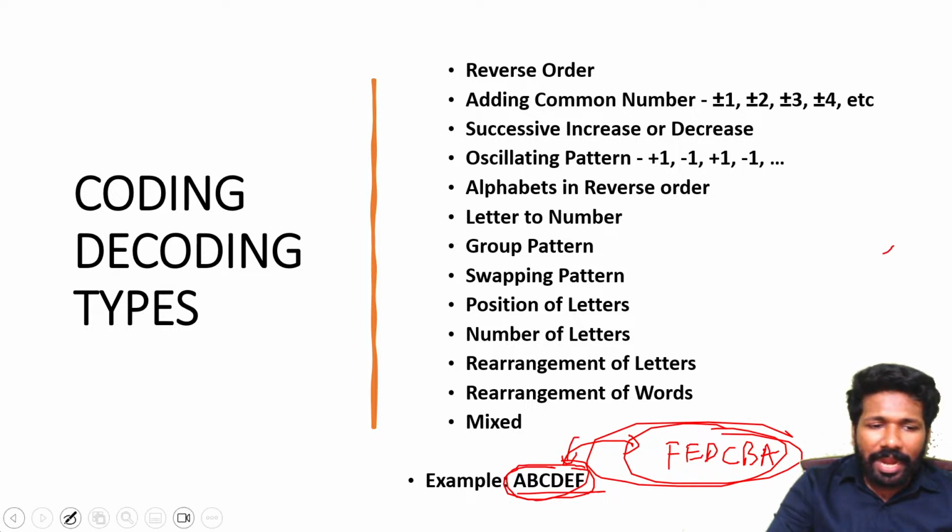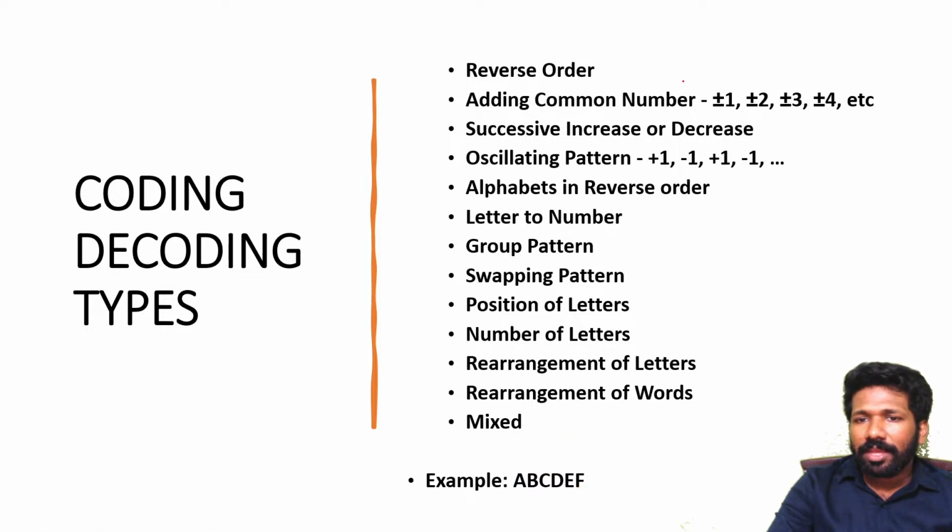Now the second one is adding a common number. Let us take the same example, A, B, C, D, E, F.